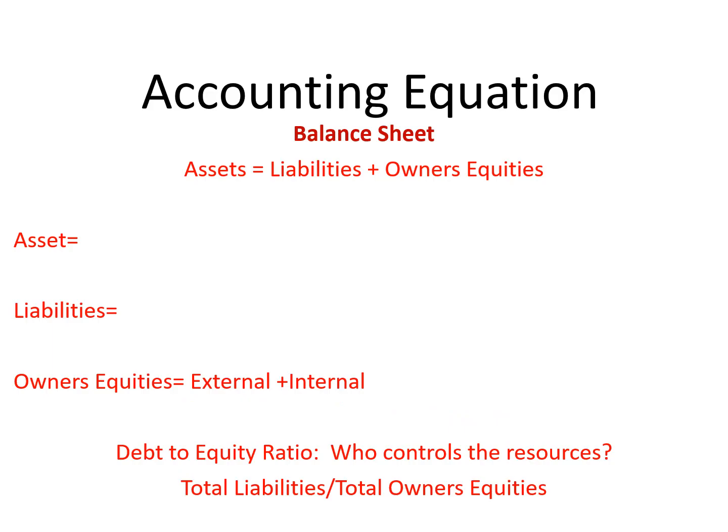Let's recap. A balance sheet is the accounting equation: assets equal liabilities plus owner's equity. Assets, you'll recall, are resources or something of future or potential value. Liabilities are responsibilities or promises to others. Owner's equity can be internal or external ownership.